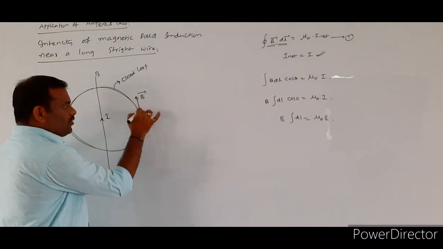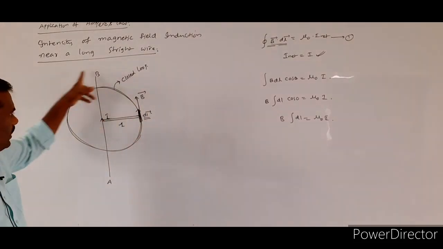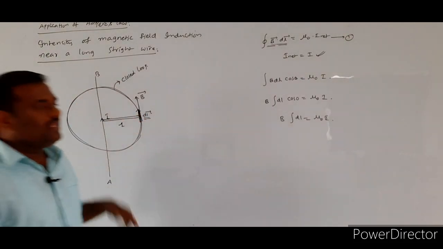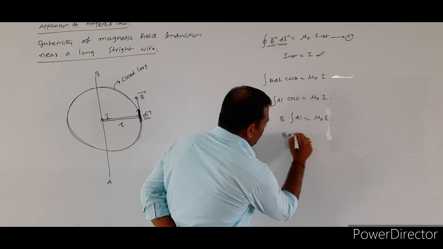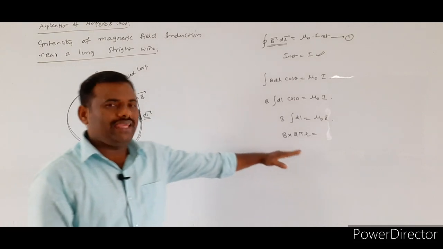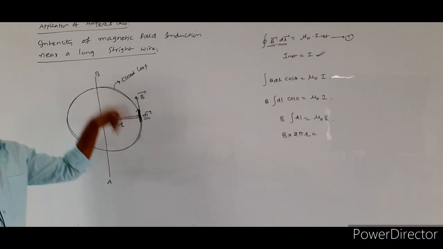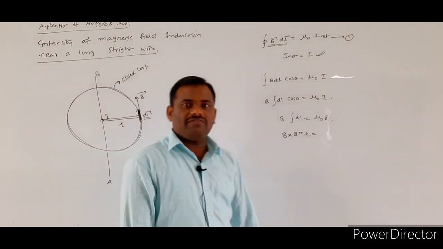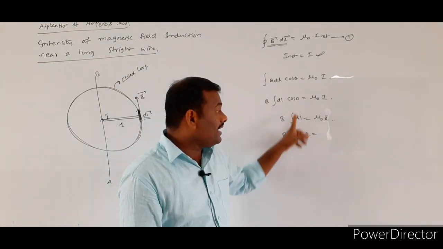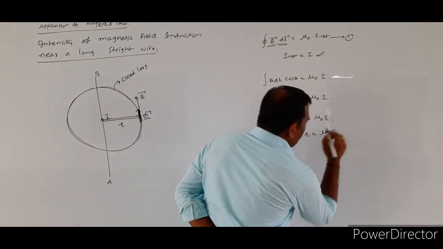What is dl? A small elemental length. So the integral of dl means the total length of the closed loop. The total length of the closed loop is 2 pi r, because the closed loop is assumed to be in the form of a circular loop. So the integral of dl is 2 pi r. Therefore, B into 2 pi r is equal to mu naught into I.